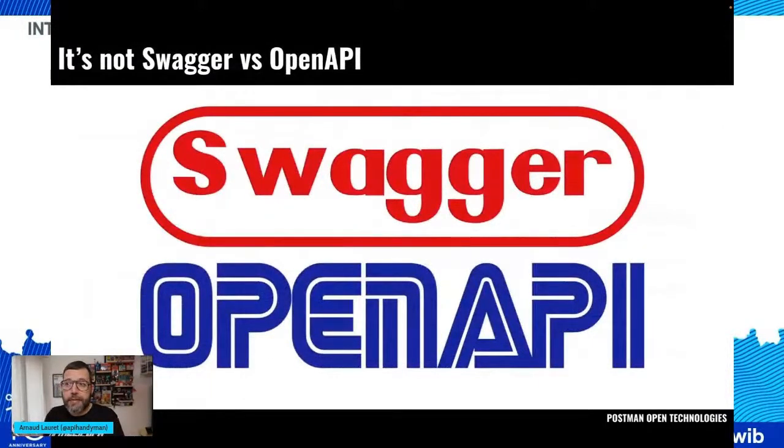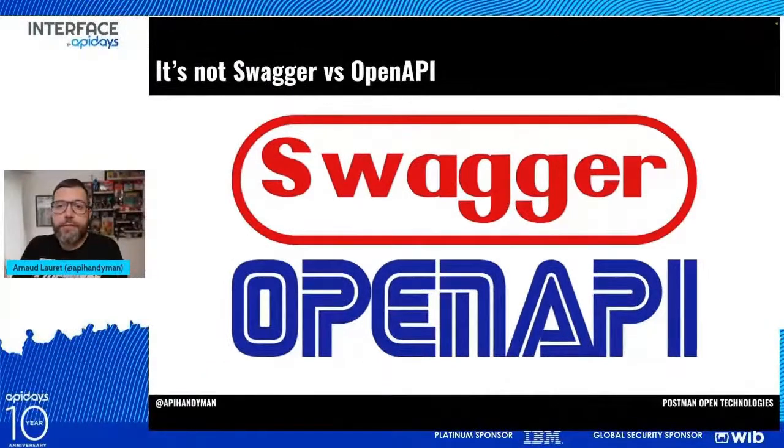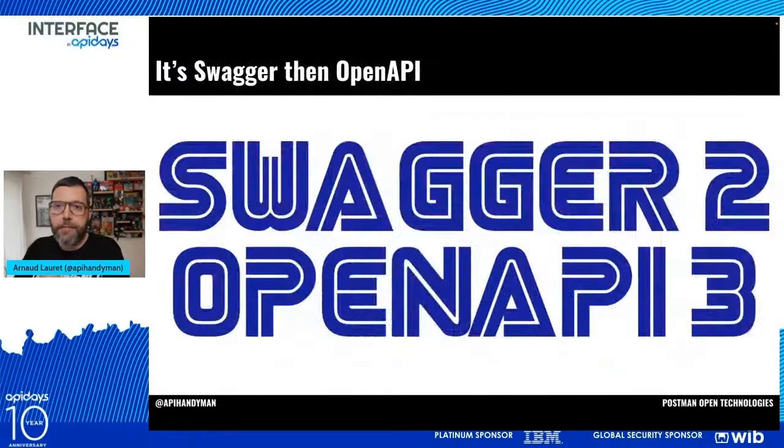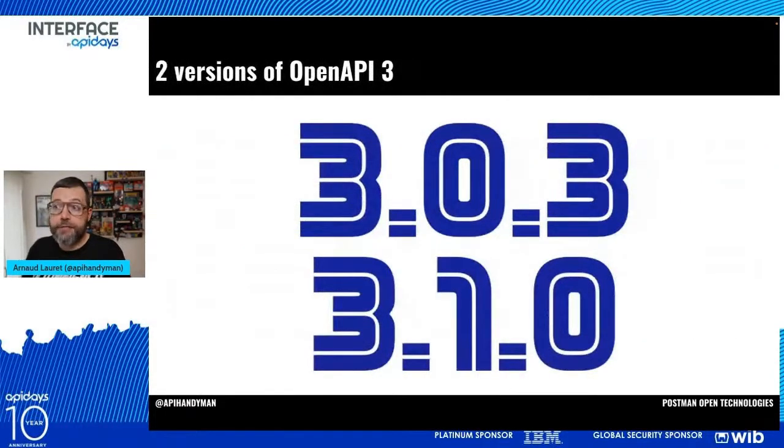So it's actually not Swagger versus OpenAPI. It's about Swagger then OpenAPI, because there was Swagger 2 and now there is OpenAPI 3. So OpenAPI is just the new version of Swagger. Nowadays, there are two versions of OpenAPI 3 which are available. The 3.0, which was released in July 2017, and the 3.1, which was released in February last year. Nowadays, tools usually support version 2, version 3.0, and they start to support version 3.1.